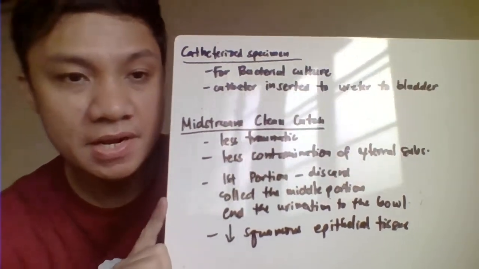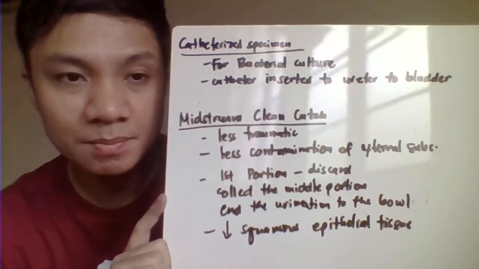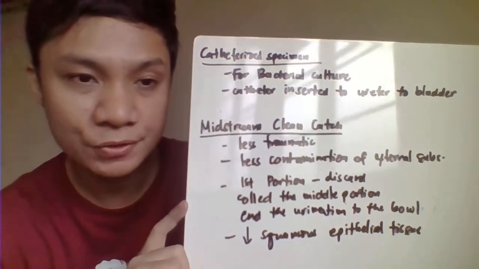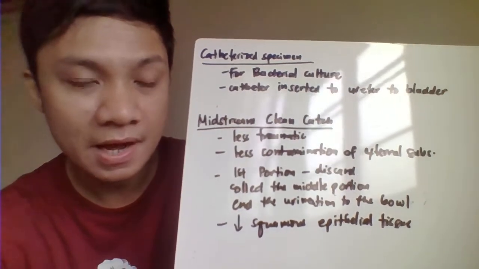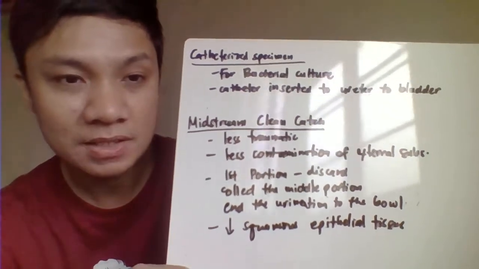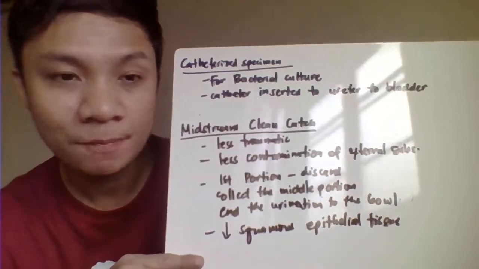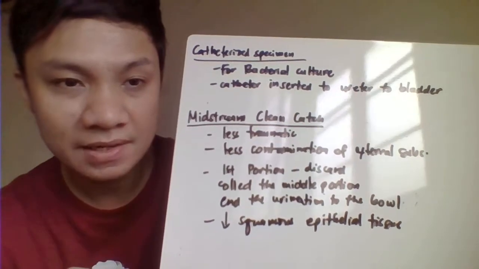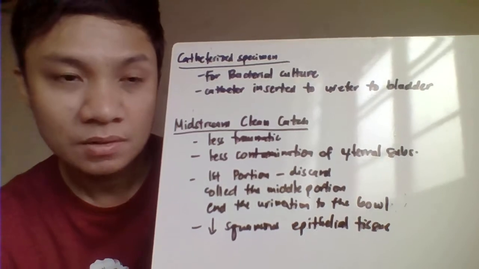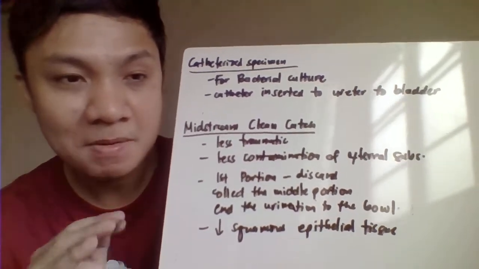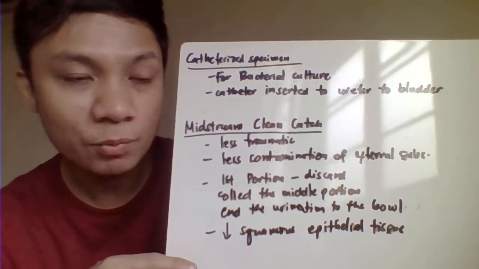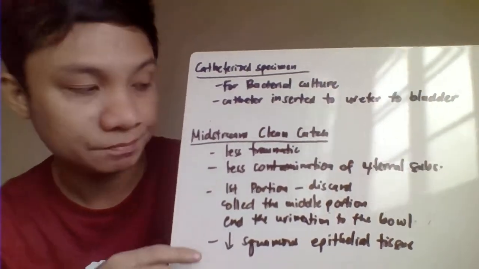Okay, then we have also here the catheterized specimen. A catheterized specimen is collected primarily for bacterial culture. This is done by inserting a catheter through the urethra to the bladder of the patient. So, medyo traumatic itong procedure na to. Therefore, this would provide a reflection of your bladder. So pag i-culture mo ito, pag madaming bacteria, makikita sa specimen to say may bacterial infection in your bladder. That would signify urinary tract infection.